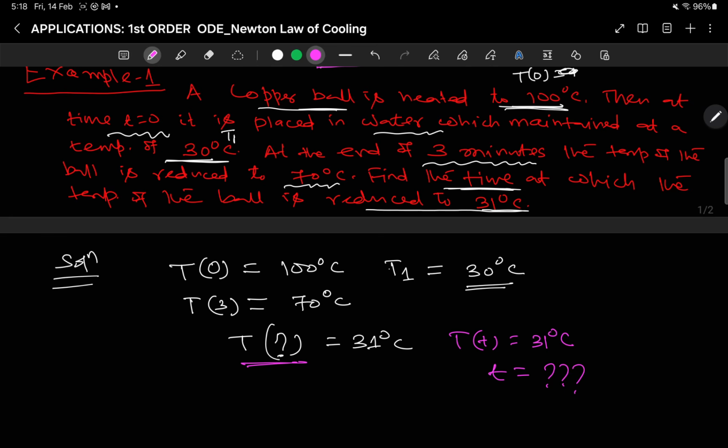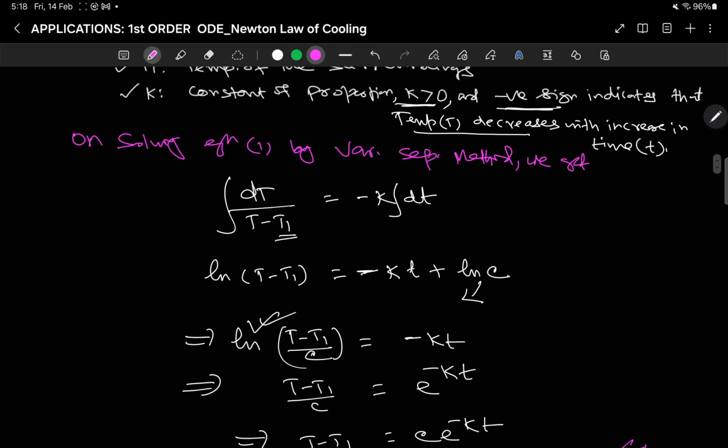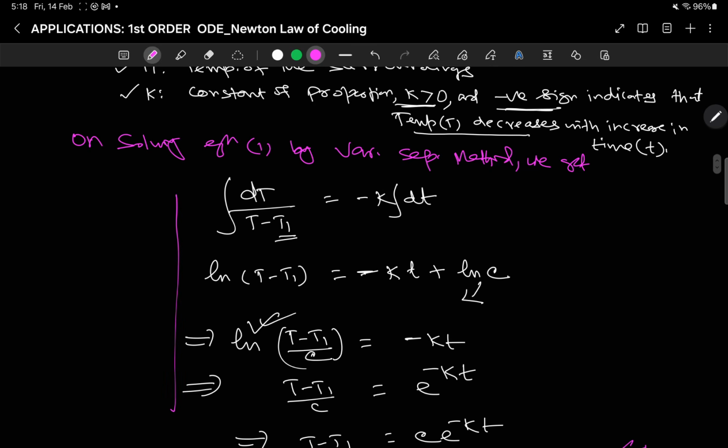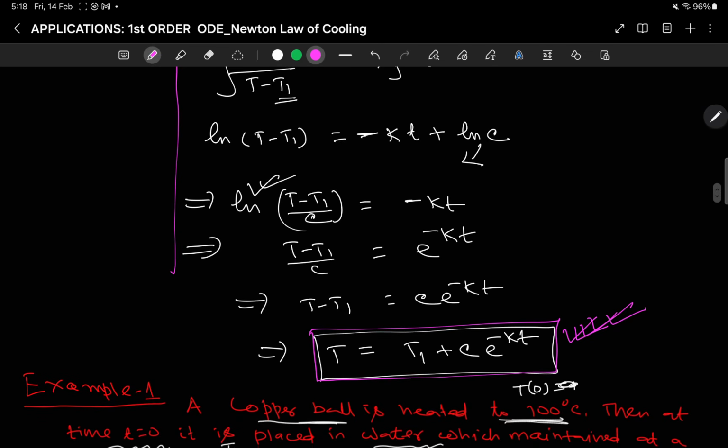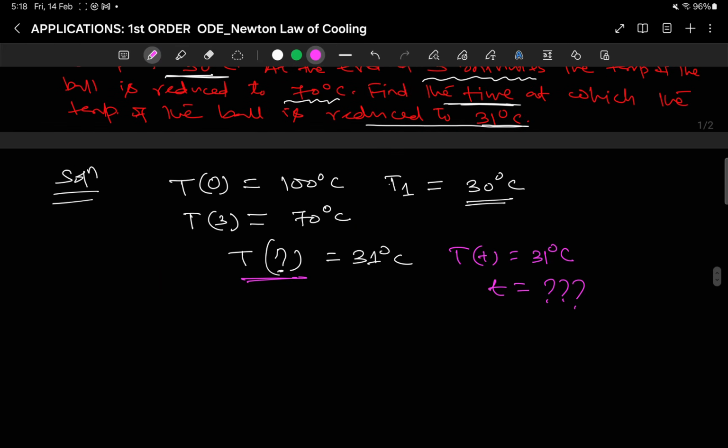As usual, by Newton's law of cooling, we will come to this step: T is equal to T1 plus c e to the power -kt. We may simplify it to get it, or we directly write it. So let us follow the following steps.